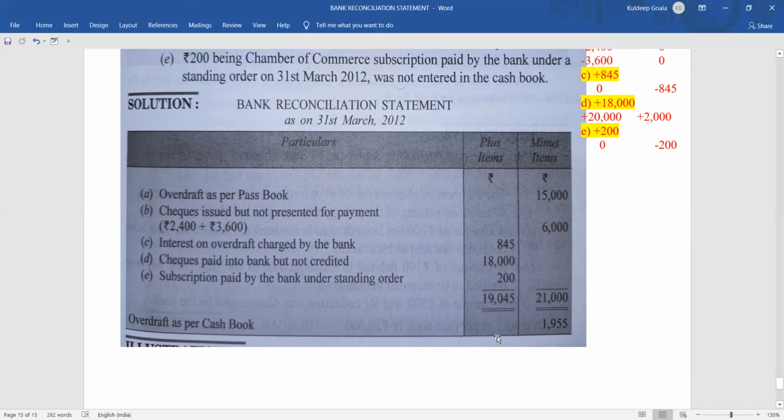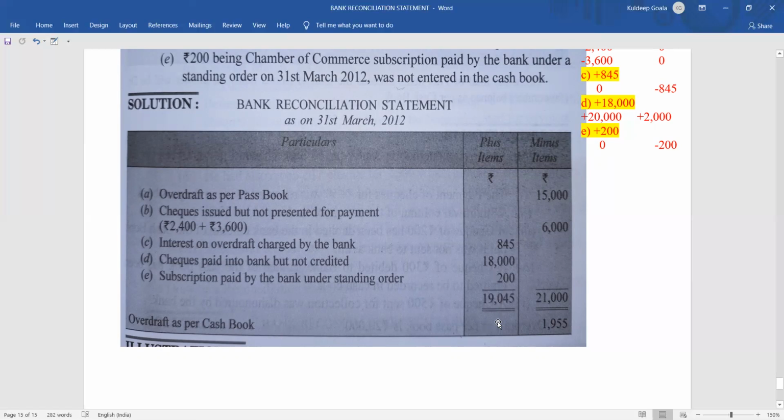Since it is plus, it will not be overdraft anymore. The answer may start with overdraft, but may end up with bank balance. It will then be bank balance as per cash book, 4,000. That means there is money in the bank. It may come in this way. If the plus is more, you will place it in the plus item column and write bank balance as per cash book, 4,000.